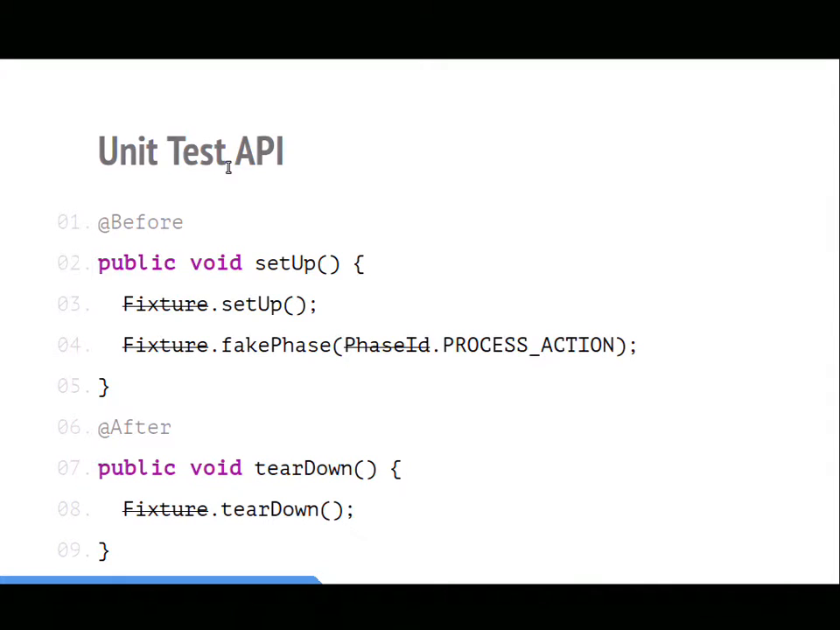For example, if you wanted to test events in a custom widget, you had to include this line, fixture, fake, face, process, action, which was a bit like magic. You don't have to do this anymore now.